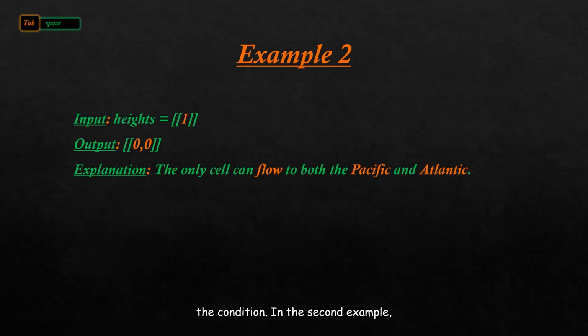In the second example, we have a single cell grid. Since this cell is adjacent to both oceans, water can trivially flow to both sides. The result therefore is simply 0,0. This example reinforces that even in minimal cases, the logic of flow remains consistent.